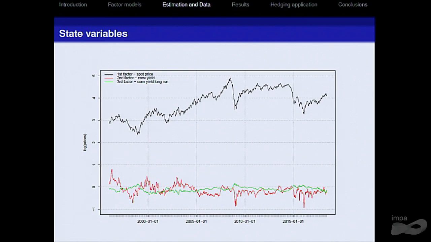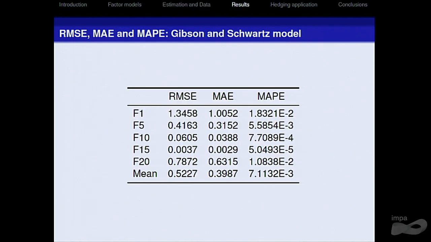I'm not going to exhibit the same for the two-factor models, but the behavior is similar. So here we measure the in-sample error between the calibrated price and the observed price. In some vertices of the curve, we have greater error in the Gibson-Schwartz two-factor model, and in some cases we have a greater error in the three-factor model.